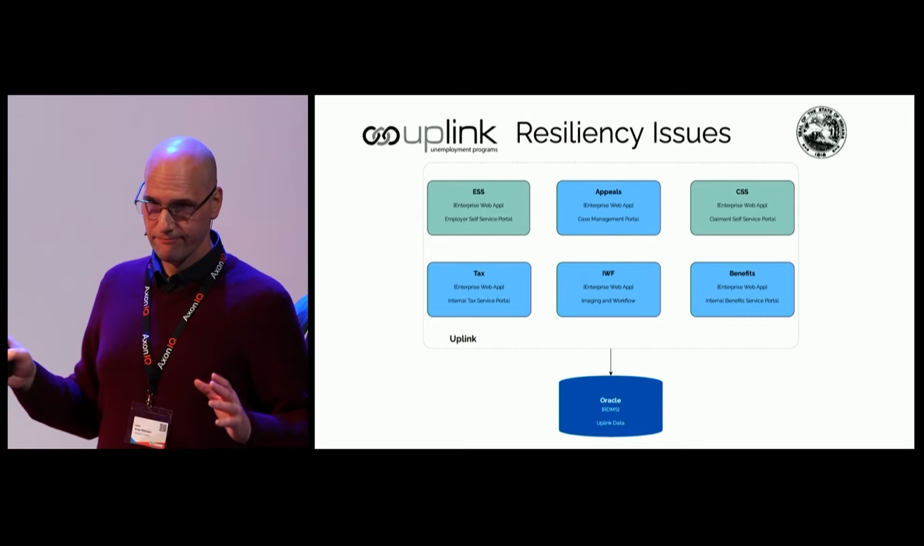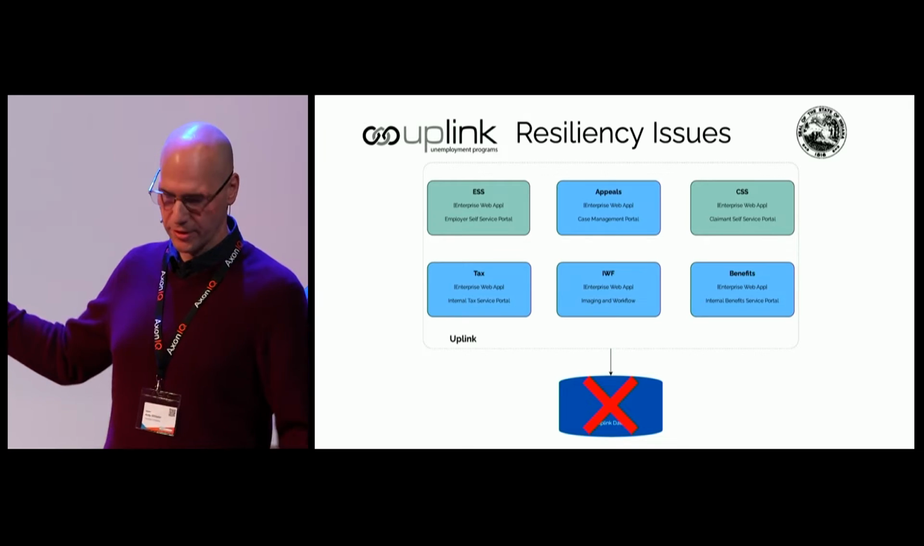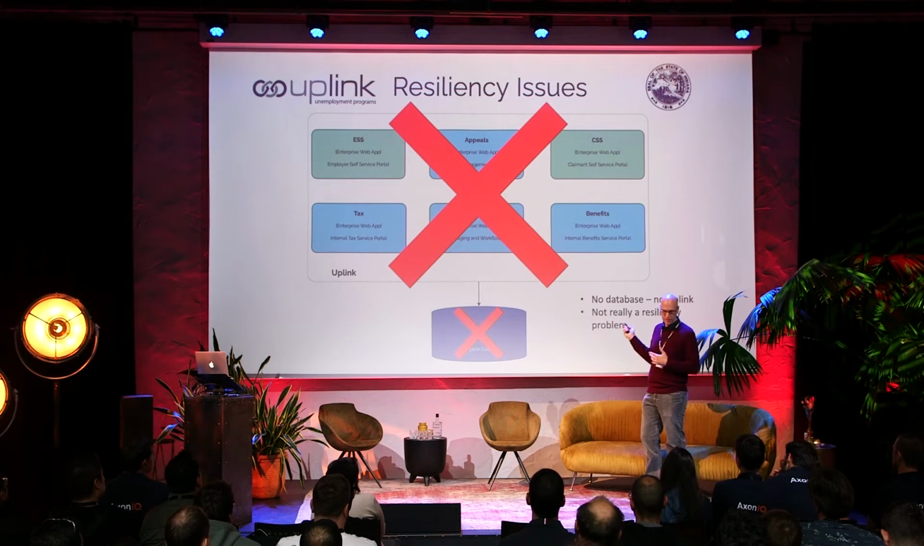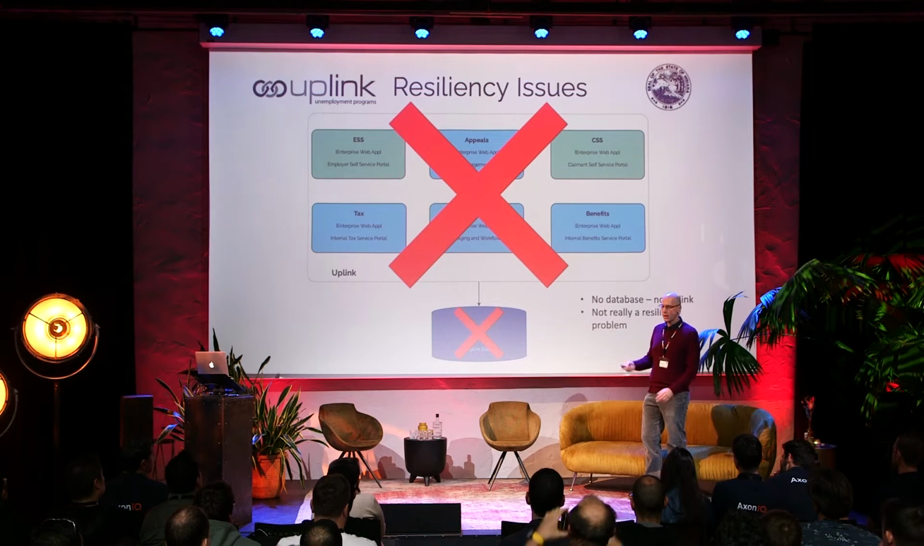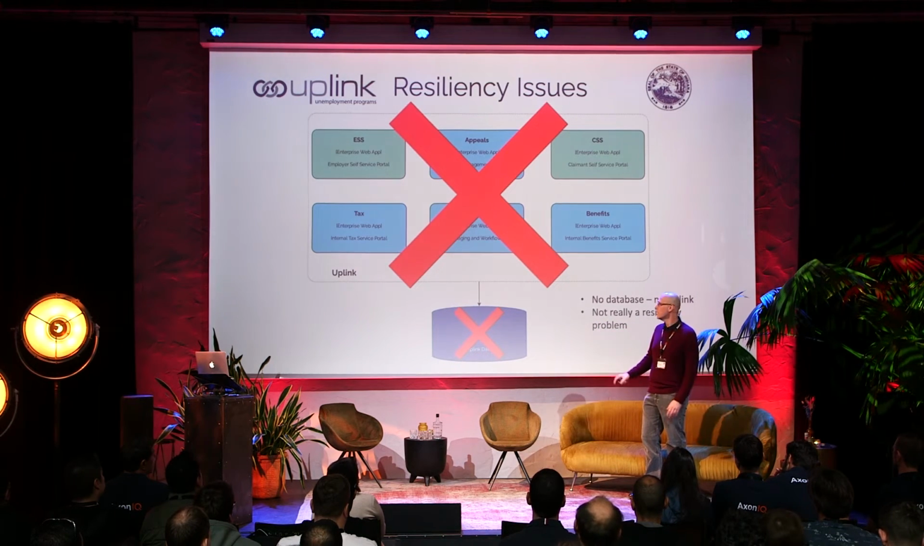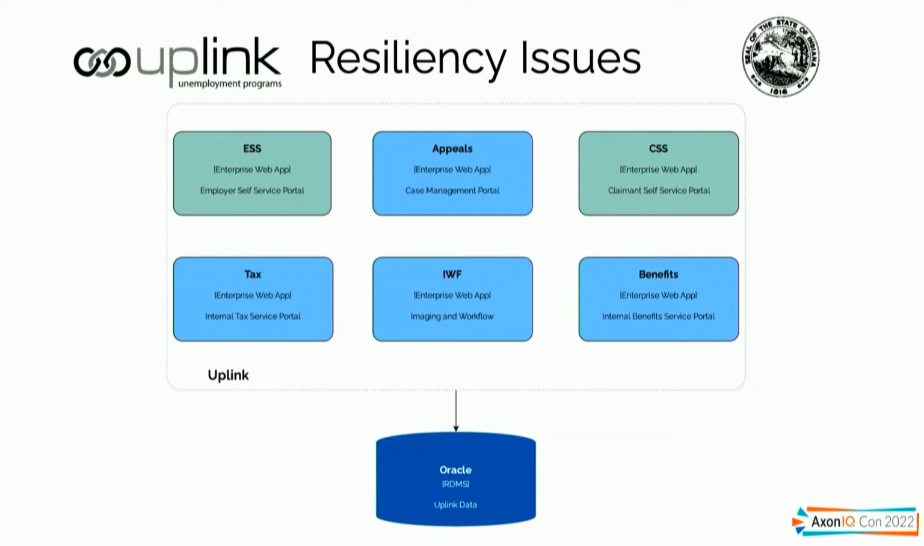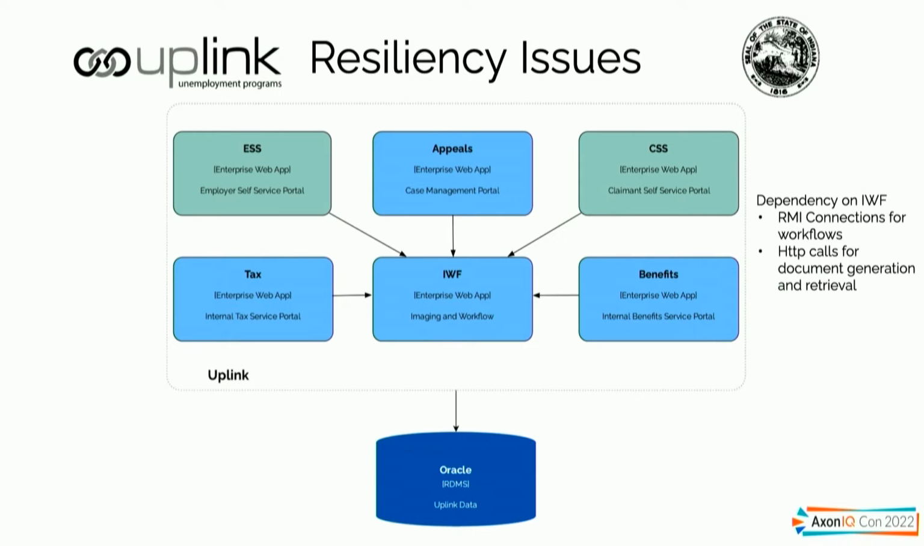It goes down a lot. It has trouble being deployed. And usually if the Oracle's down, of course, you're dead in the water because everything's tied to one big database. The team wants to get rid of Oracle or split it apart, but that's not happening for a while. But our other resiliency issue, or reliability, is on IWF.